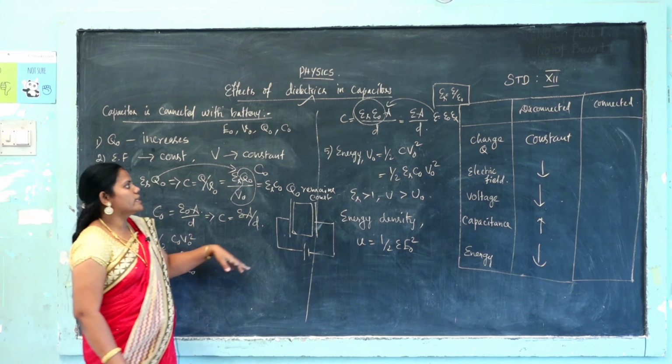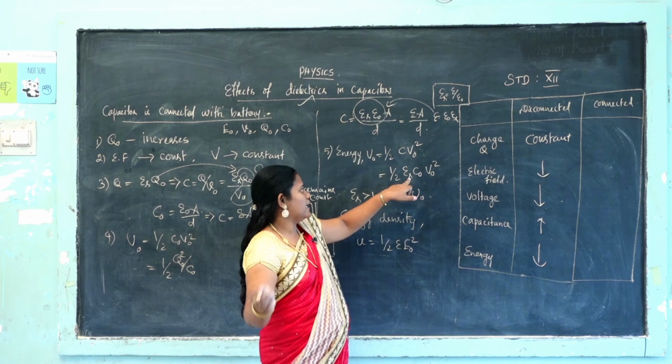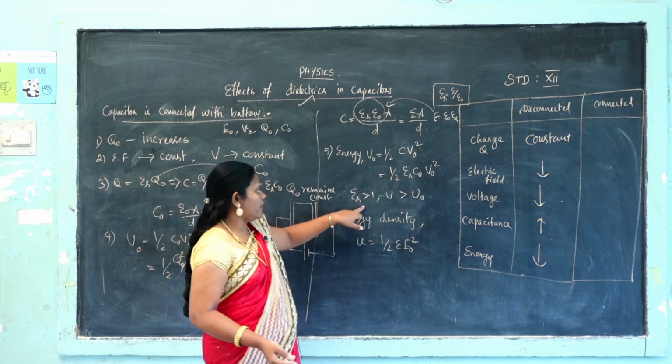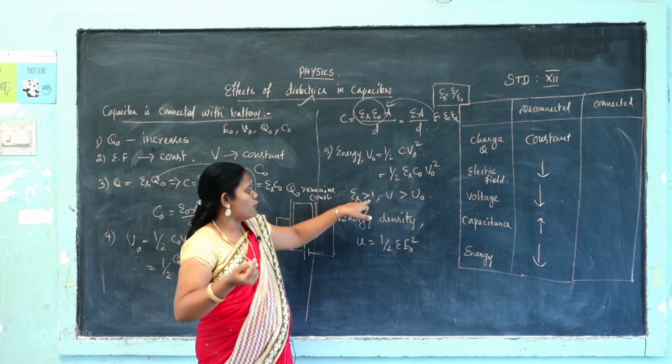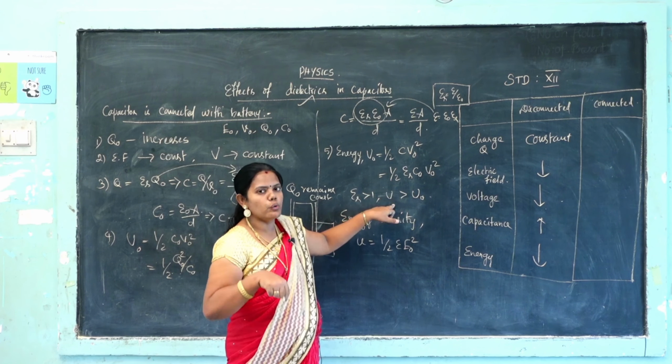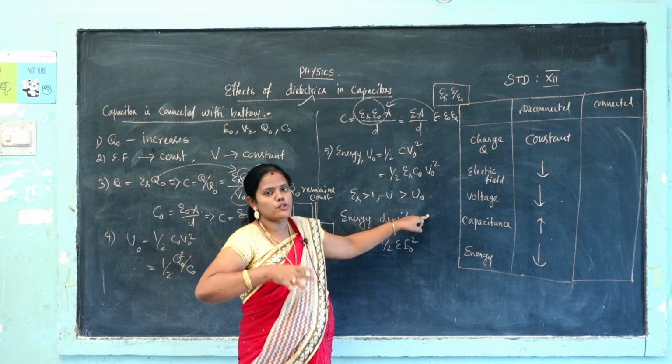Okay, so the energy U naught is equal to half into C naught, sorry, C naught and epsilon r into V naught square. The relative permittivity will be greater than 1. Automatically the new energy will be greater than the initial energy. So the energy always increases.